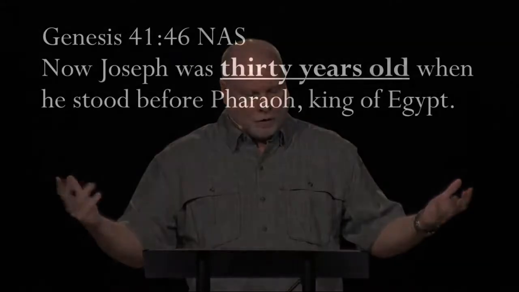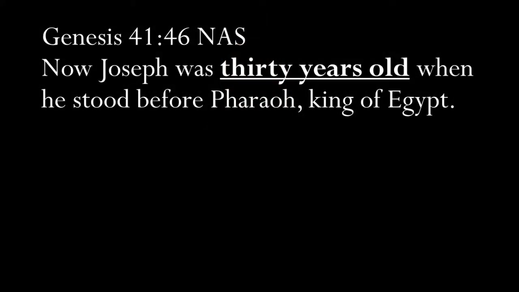Now, in chapter 41, verse 46, we're told that Joseph was 30 years old when he stood before Pharaoh. Look at Genesis chapter 41, verse 46. Now, Joseph was 30 years old when he stood before Pharaoh, king of Egypt. So if Joseph was 30 when he stood before Pharaoh, and that was 2 years after what happened in chapter 40, how old was Joseph in chapter 40? 28. 30 minus 2 equals what? 28. Yeah.